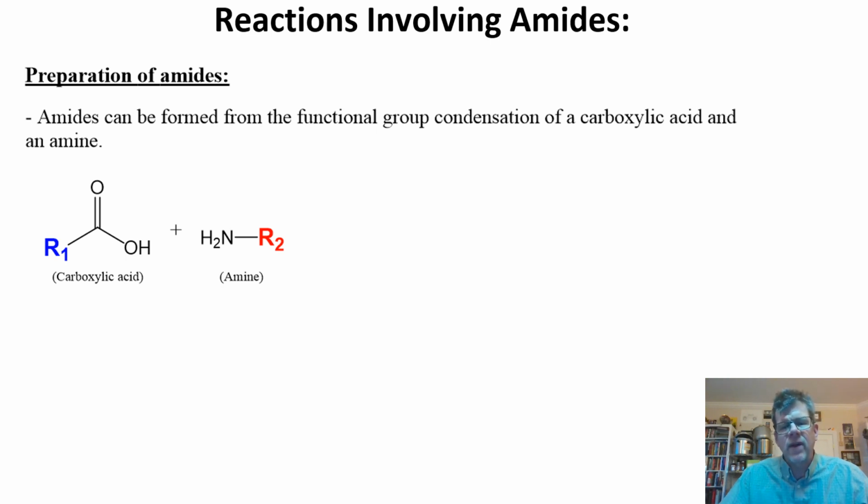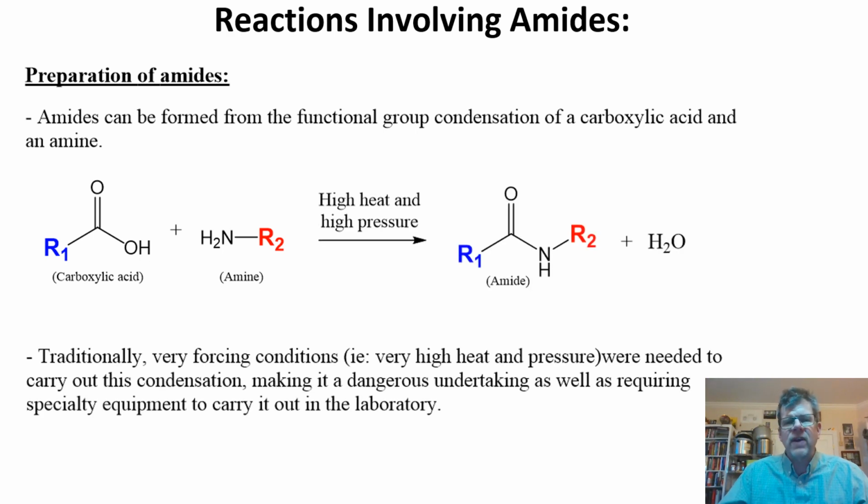However, only under very forcing conditions of very high heat and high pressure. This can make this a dangerous undertaking. If we want to make an amide, we have to have very high heat and high pressure. And ultimately, what gets spit out of here is also water, which we see way over on the right-hand side. H2O. Where does that come from?